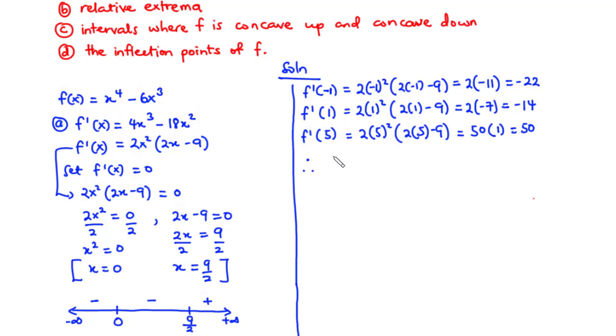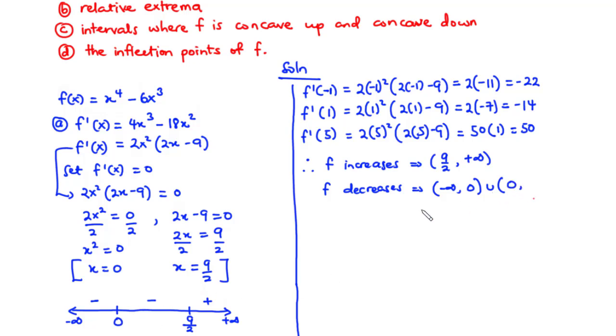So therefore we say that f increases from 9 over 2 through to positive infinity, and then f decreases from negative infinity through to 0, union, and it further decreases from 0 through to 9 over 2.